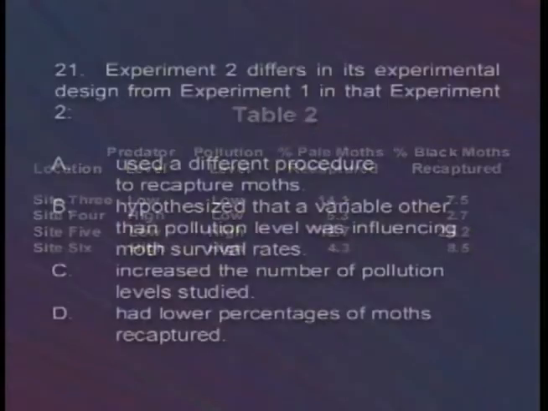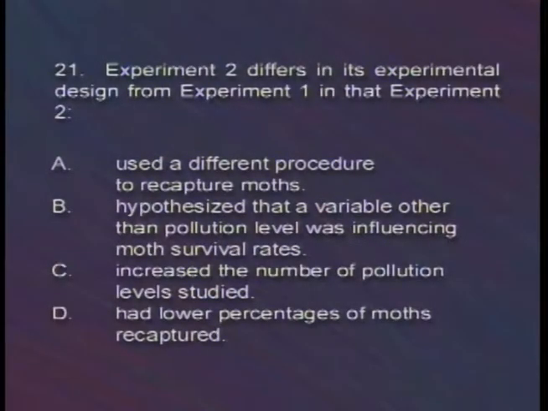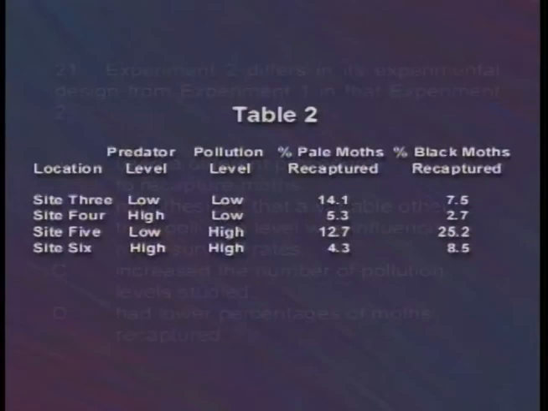Question 21. Experiment 2 differs in its experimental design from Experiment 1, in that Experiment 2. Now, what is the main difference between the two experiments? Both experiments measure pollution levels. Both measure the percentage of pale and black moths recaptured. Experiment 2, however, adds a new factor, predator level. This addition is the main difference in design between the two experiments.